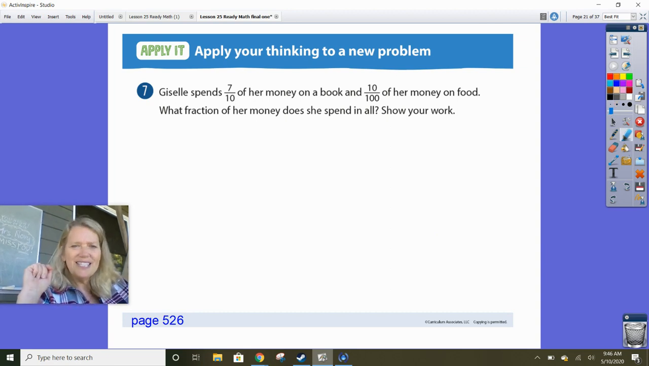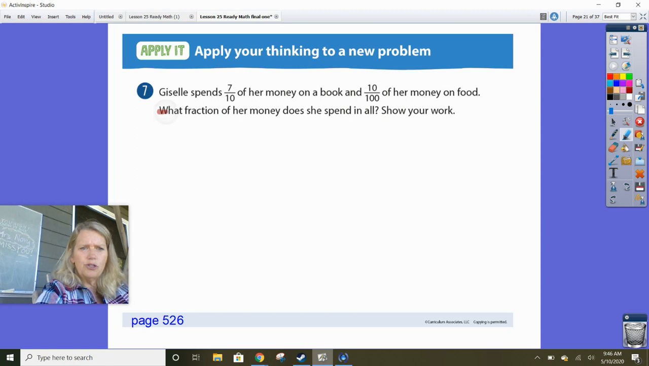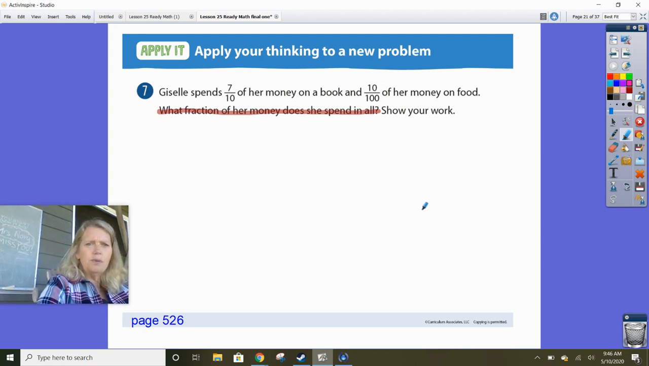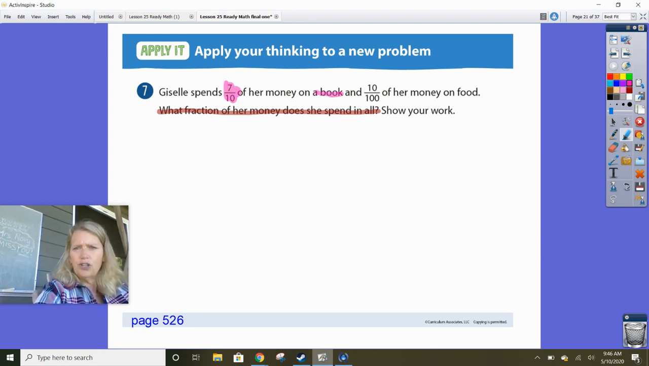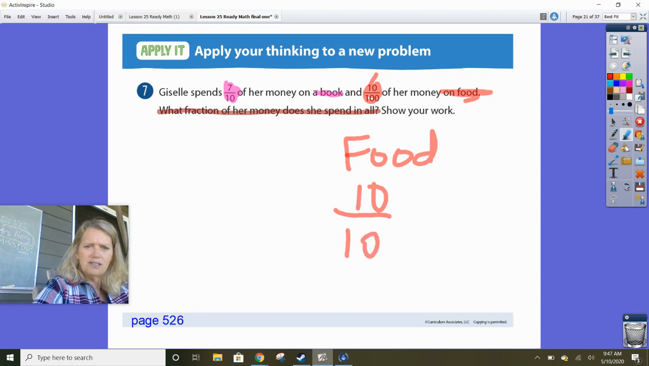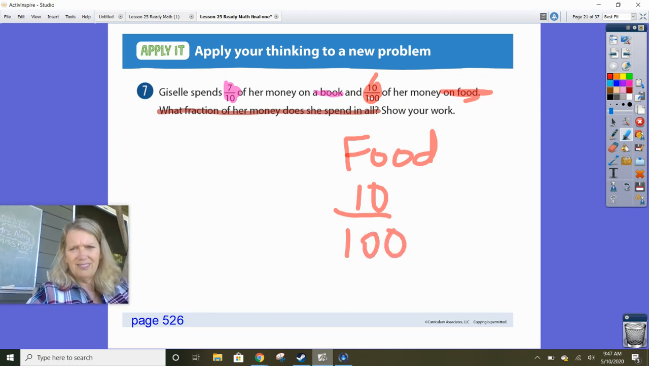Gazelle spends 7/10 of her money on a book and 10/100ths of her money on food. What fraction of her money did she spend in all? So that's what we're trying to find out. All. So we're going to be adding. Important numbers: Gazelle spends 7/10 on a book, and then she spends 10/100ths on food. All right, so food is 10/100ths, which is a dime. Well, no, it's not a dime because we're not doing of a dollar.